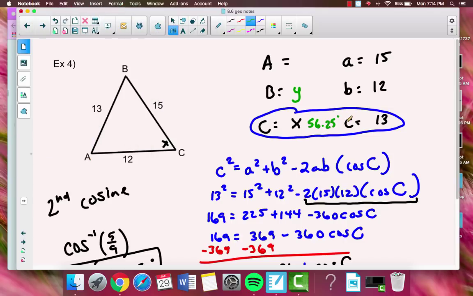So never use law of cosines more than once. It's going to take you a lot more time than needed if you do that. Instead, if you have to use it once and then switch to the law of sines for the second part of your problem.